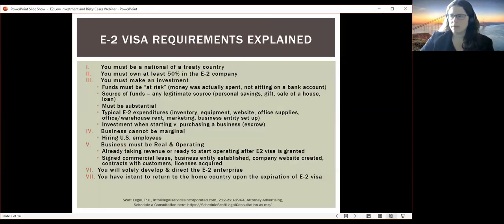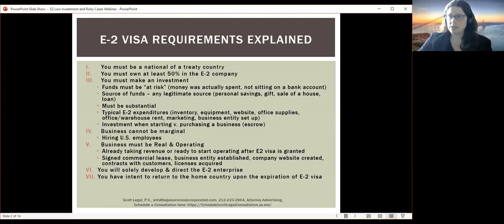So let's talk about the E-2 visa requirements. The first requirement is you have to be a national of a treaty country. There are several countries that have treaties with the United States that allow citizens of that country to apply for an E-2 visa in the United States. So you have to have a passport for that country in order to qualify.